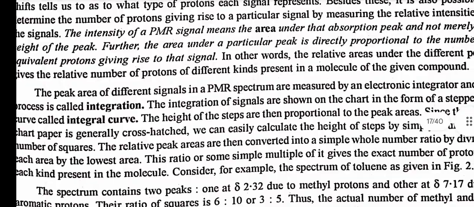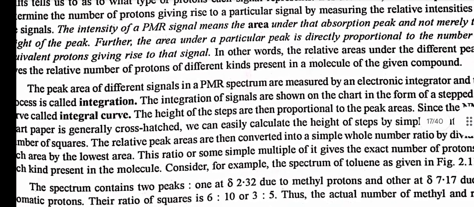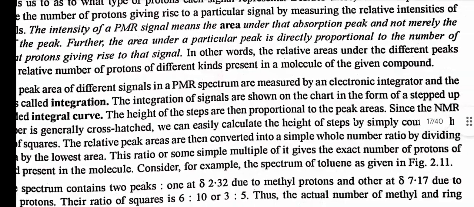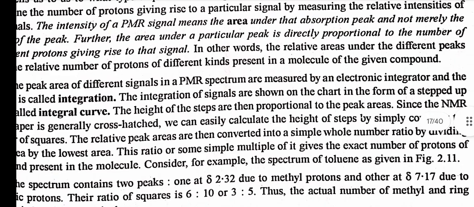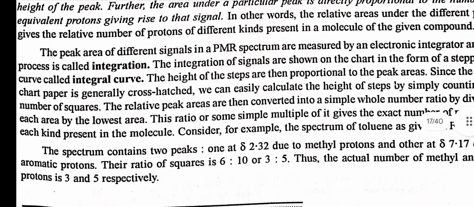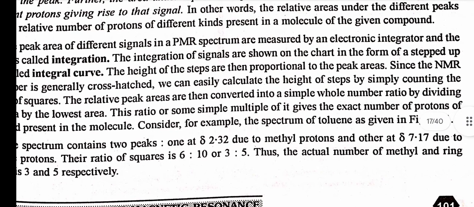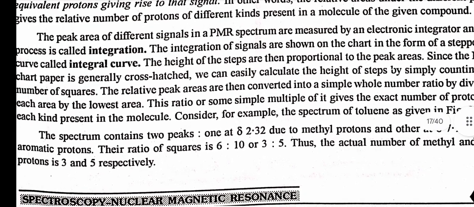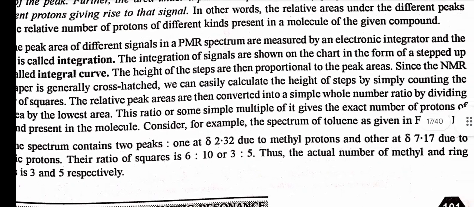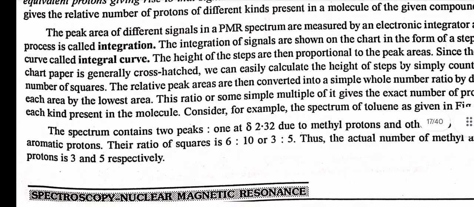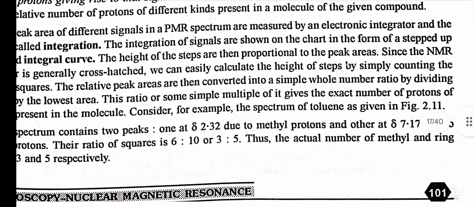Further, the area under a particular peak is directly proportional to the number of equivalent protons giving rise to that signal. In other words, the relative areas under the different peaks give the relative number of protons of different kinds present in a molecule of a given compound. The peak areas of different signals in a PMR spectrum are measured by an electronic integrator, and the process is called integration. The integration of signals is shown on the chart in the form of a stepped curve called the integral curve. The heights of the steps are proportional to the peak areas.